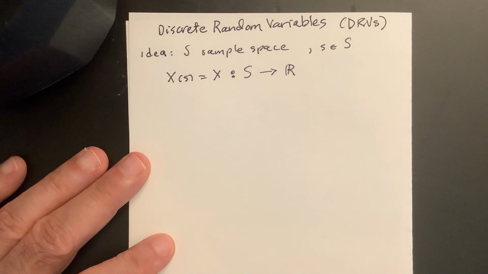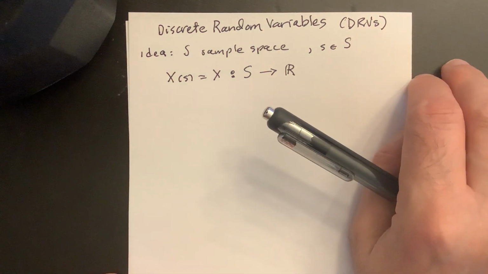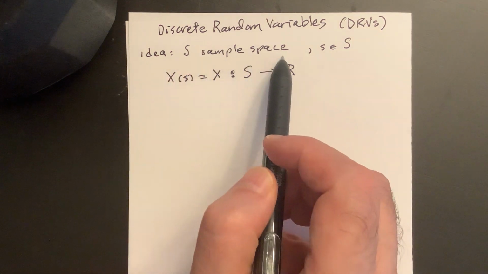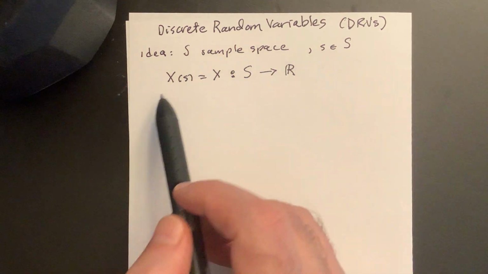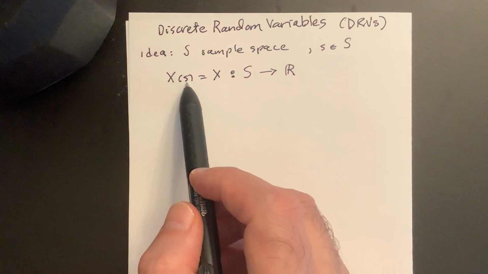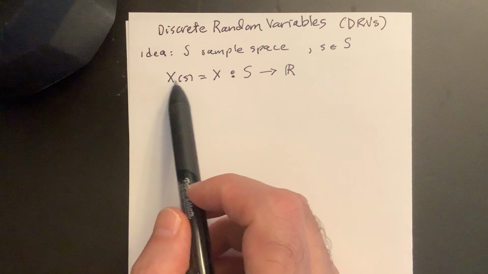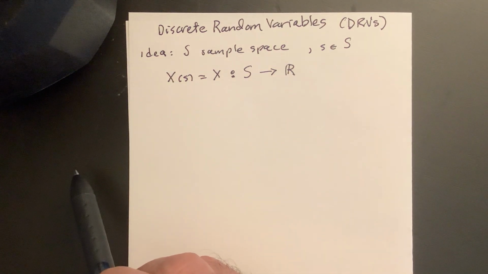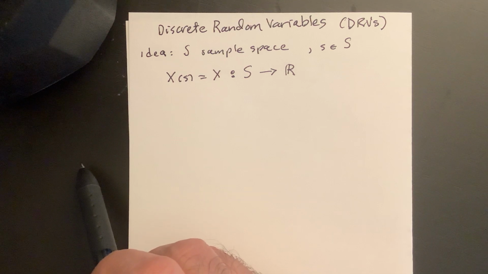Okay, so this is the start of the next chapter on discrete random variables, and here's the idea. You have some sample space of a probability experiment, and you have an outcome, and you have an assignment of a number to that outcome. So you take the outcome and you get a real number. And that function is called a variable. In probability, it's called a random variable.